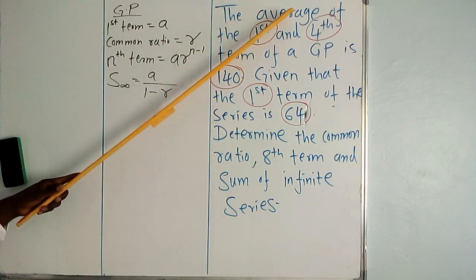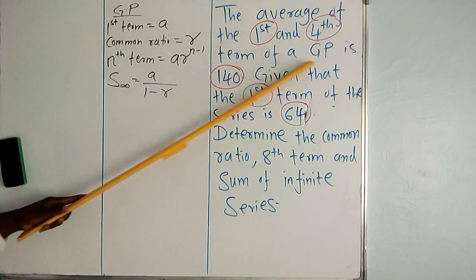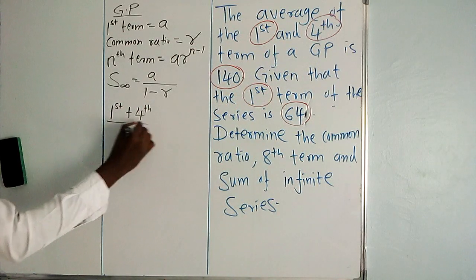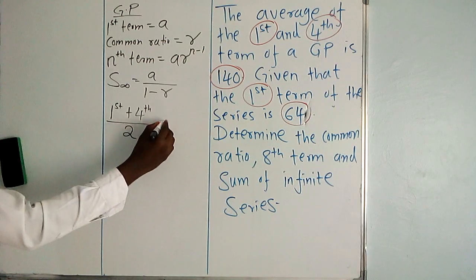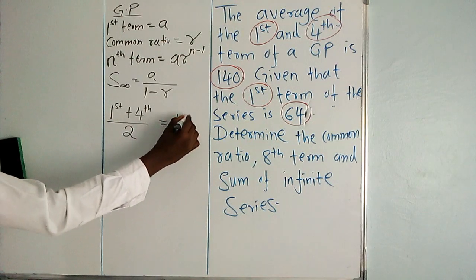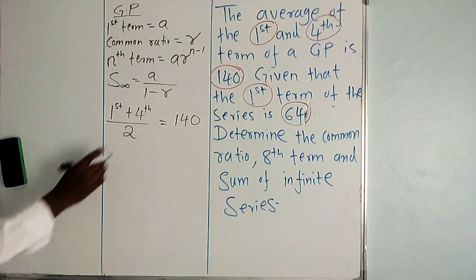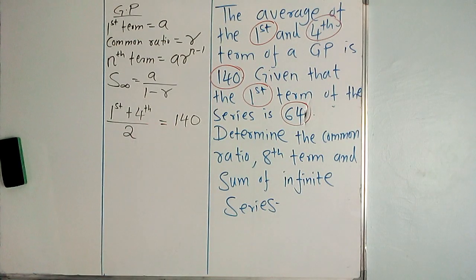So in the equation, we've been given the average of the first and fourth term of the GP. So you say, average of first and fourth term means first term plus fourth term divided by 2, because there are two terms. If you look at the average of two terms, you add them and you divide by the total. That's how to get the average. So you divide by the total number of terms you are dealing with, isn't it? This average you'll be told is 140, meaning it equals 140. Are we together? So you are done with the first statement.